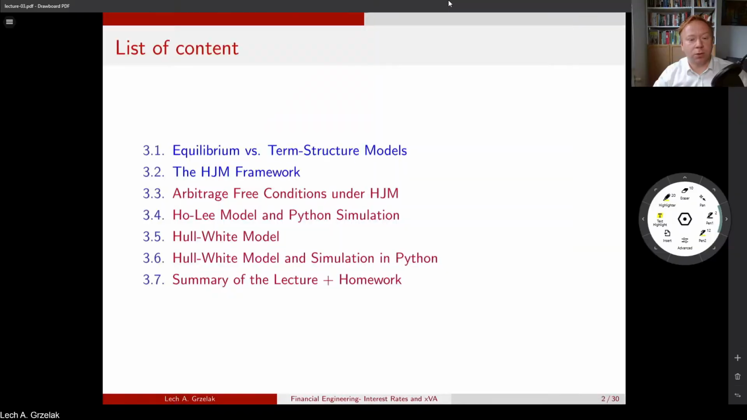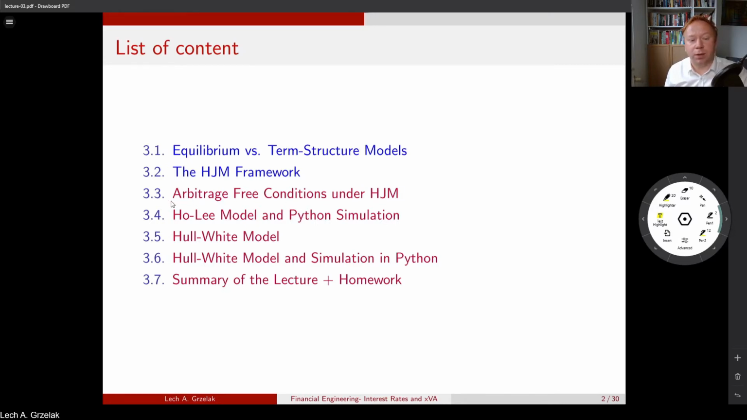We will discuss the arbitrage free assumptions of the HJM model, and also we will go into some details regarding some particular choices, like a Hull-White model and a Vasicek model. Those are the special cases of the generic HJM framework. Let's take a look at the content of today's lecture. So we start with the arbitrage free conditions under HJM.